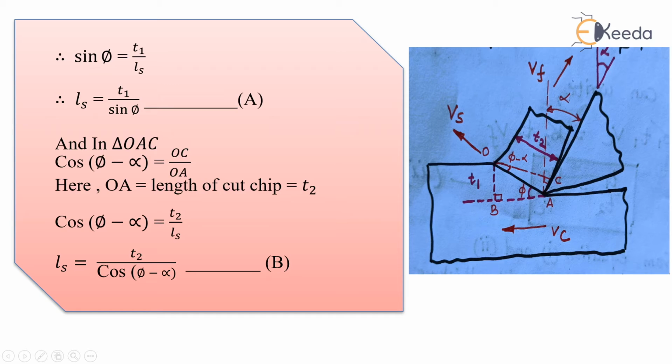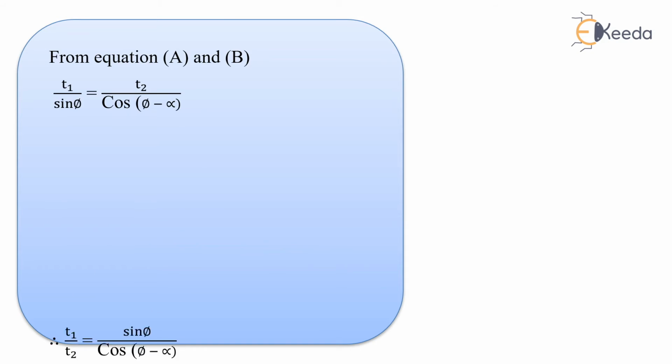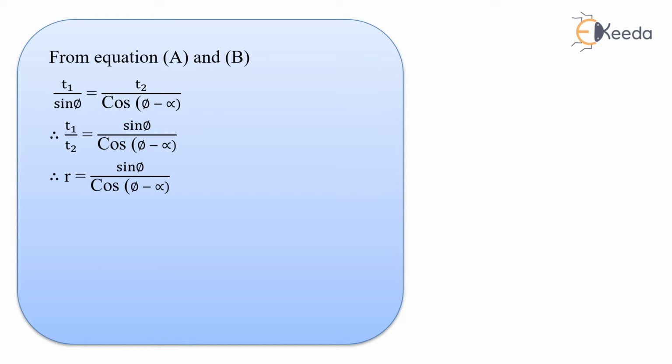Or again, if I want to write for Ls, then Ls will be T2 divided by cos of phi minus alpha. This is equation number A, and this is equation number B for same shear plane length. So definitely we can equate this A and B, and we will get T1 by sin phi is equal to T2 by cos of phi minus alpha. So you can write in the form of T1 by T2 is equal to sine of phi divided by cos of phi minus alpha. You know T1 by T2 is our chip thickness ratio r.